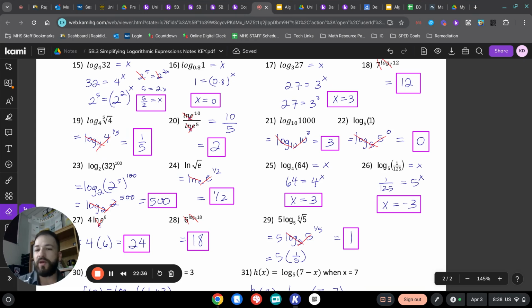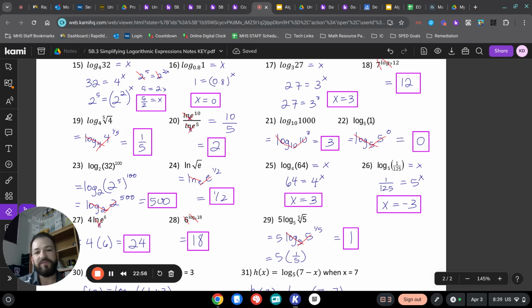Okay. Then 24, we have the natural log of the square root of e. This one's pretty straightforward. Rewrite that square root as a 1/2. Those bases of e cancel out, and we do end up with 1/2. On 25, we have log base 4 of 64. Well, 4 to what power is equal to 64? 4 to the third power. So we get an x value of 3.